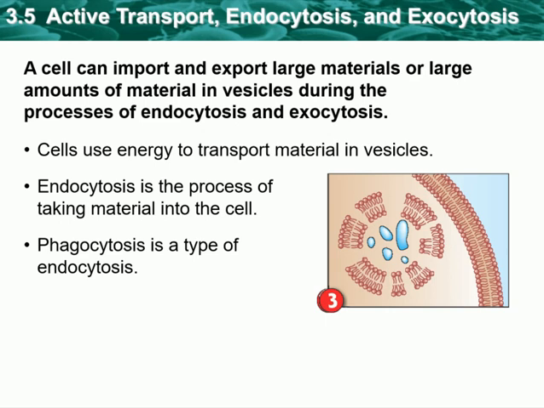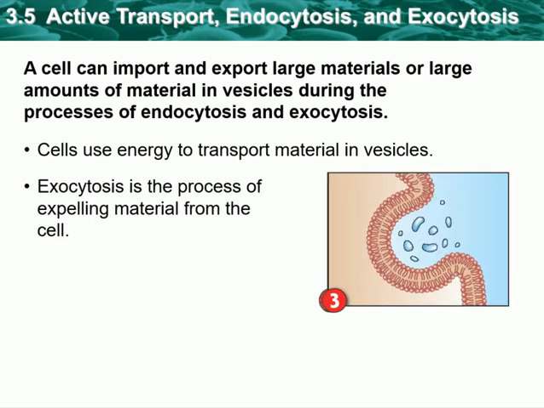Phagocytosis is a type of endocytosis in which the cell membrane engulfs large particles. The word literally means cell eating. Phagocytosis plays a key role in your immune system. Some white blood cells called macrophages help your body fight infection. They find foreign materials such as bacteria and engulf and destroy them.